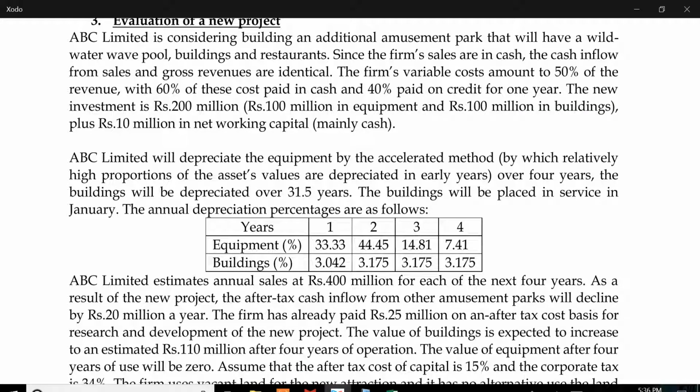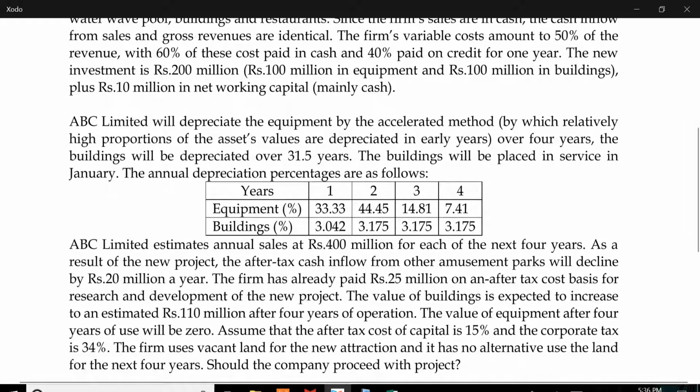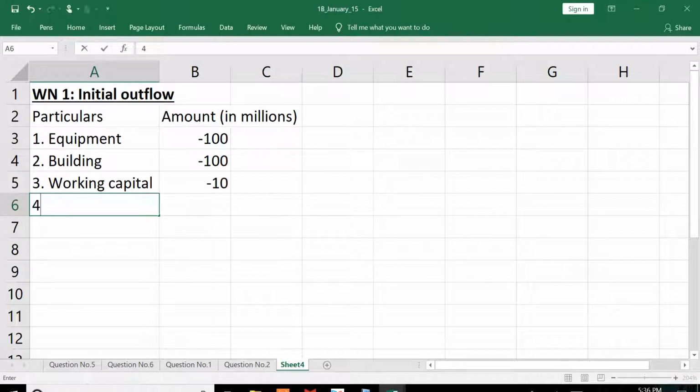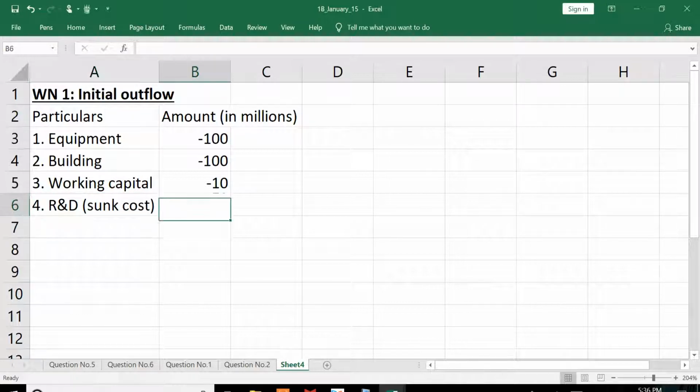What else is there? Okay, there is a research and development of 25 million. The firm has already paid 25 million for research and development of the project. Point number 4, R&D in bracket sunk cost. This is 0.